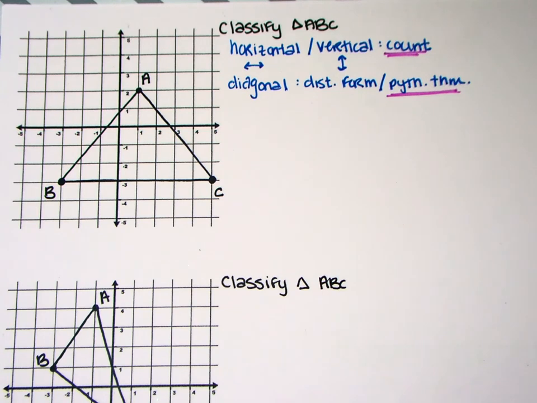And in our last video, classifying triangles, you should know if all the sides are the same, it's equilateral. If two are the same, it's isosceles. And if none are the same, it's considered scalene. So let's go ahead and start.